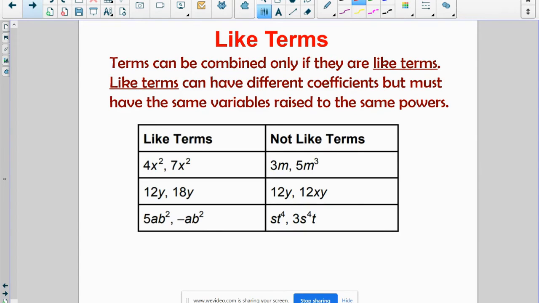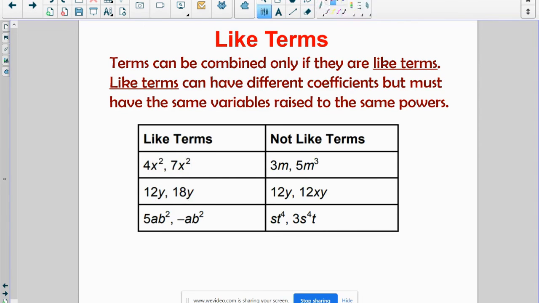Here's some examples. You'll notice on the like term side, I'm going to circle the variable part and the exponent that it's raised to. X squared, x squared. Those are the exact same, so they're like terms. It's okay that one has a 4 in the beginning and one has a 7 in the beginning. Those are the coefficients. Remember, like terms can have different coefficients. And we have 12y and 18y. The variable part in each term is the letter y. There are no exponents there. It indicates it's y to the first power in each case. So those are like terms as well.